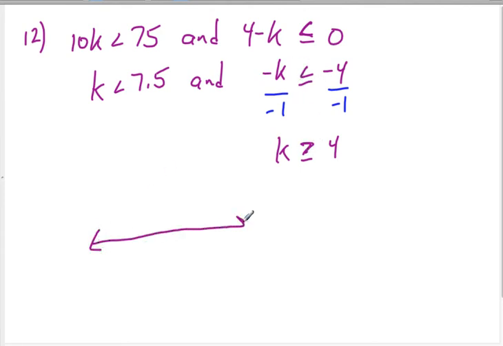So we have a 4 and we have a 7.5, and we're less than 7.5, so that's open going this direction. Greater than or equal to 4, that's closed going to the right, and so it's just the intersection, so we should shade in between there. That's it.